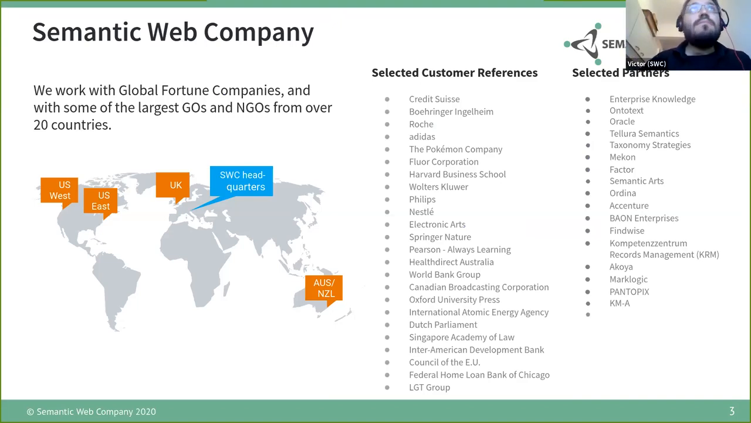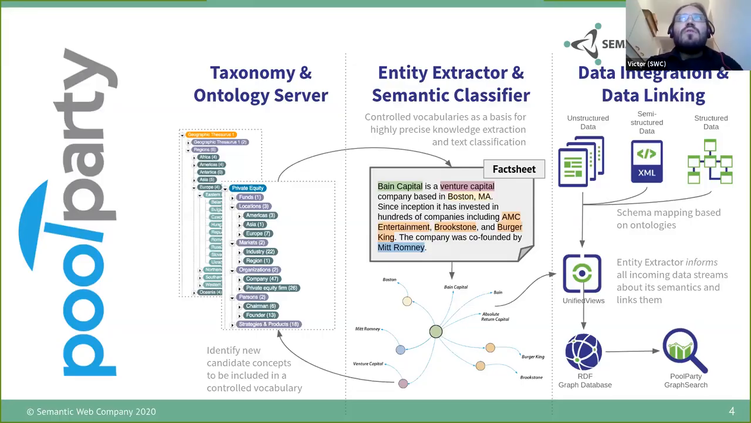This is just some examples of some of our current customers. But let me talk to you quickly about what the product that we sell does. It has, let's say, three facets. The first of them is what we call a taxonomy and ontology server. So it's a visual UI for collaborative taxonomy and ontology creation. So one can create taxonomies of terms, ontologies, and knowledge graphs based on these ontologies in a more or less user-friendly way. Of course, there are also APIs to do it in a more programmatic way.